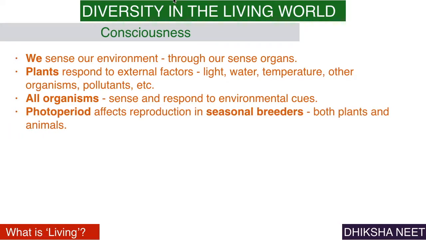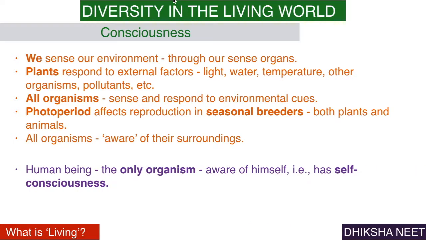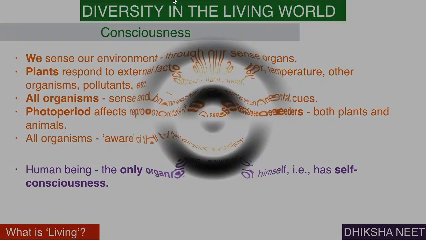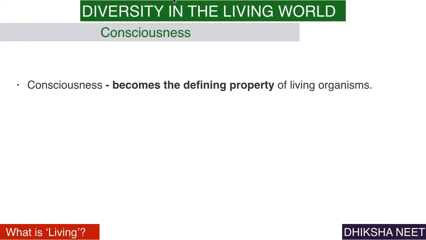Photoperiod affects reproduction in seasonal breeders, both plants and animals. All organisms handle chemicals entering their bodies. All organisms therefore, are aware of their surroundings. Human being is the only organism who is aware of himself, that is, he has self-consciousness. Consciousness therefore, becomes the defining property of living organisms.